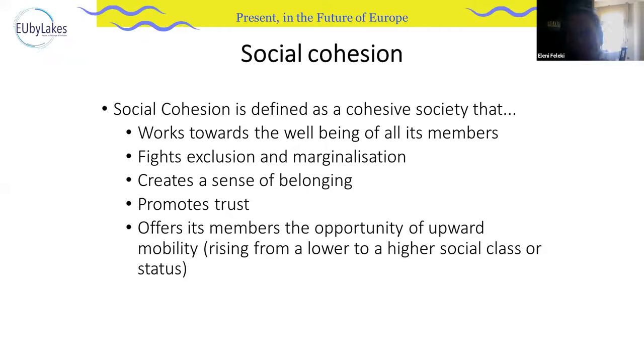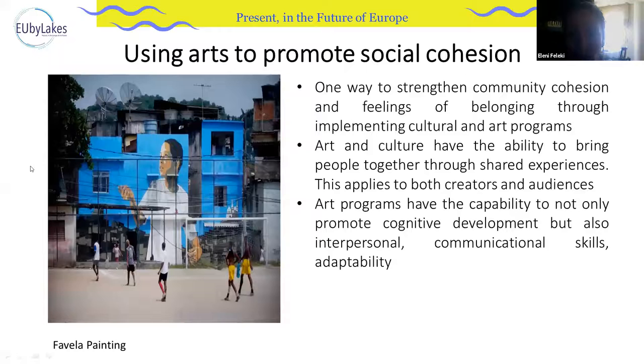Moving on. The next slide. I try to demonstrate some ways in which we use the arts in order to promote social cohesion. What does it mean? Remember what we just said: how to make people have better well-being, a better sense of belonging, understand their identity better, and fight poverty better. So how can arts promote social cohesion?